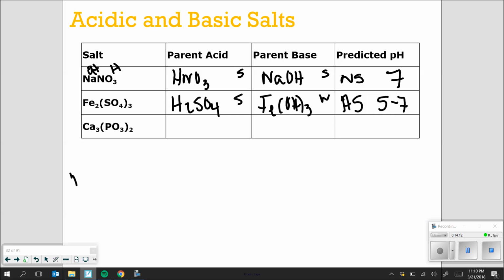If I've got calcium phosphite, my parent acid is going to be H3PO3. That's a weak acid, but my base is calcium hydroxide, and that is a strong base. And so my predicted pH is actually going to be between 7 and 9, and that's going to be a basic salt.